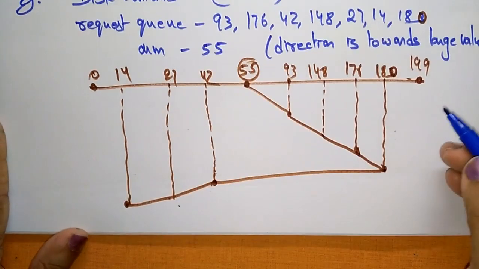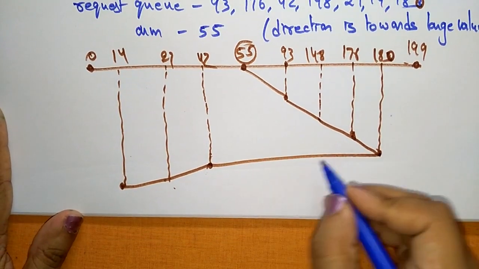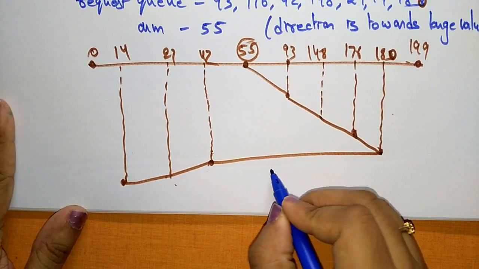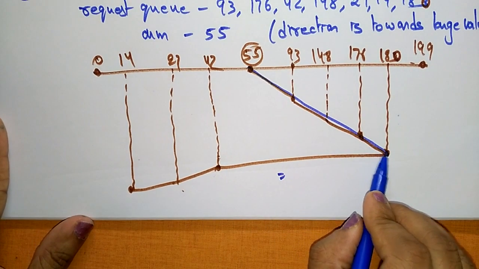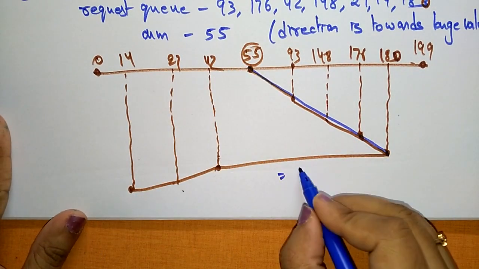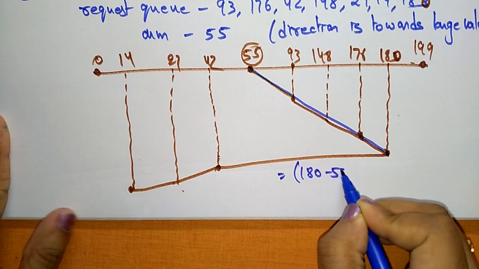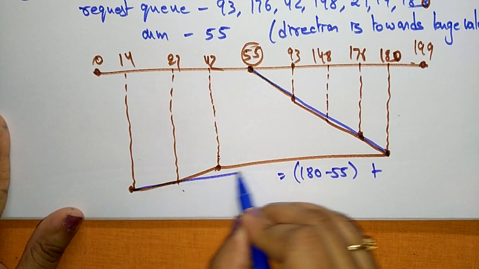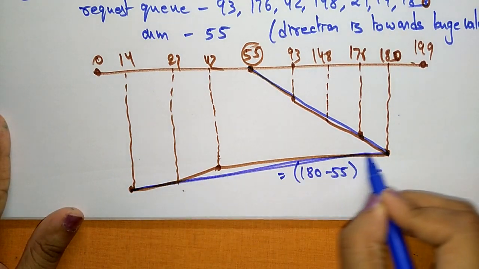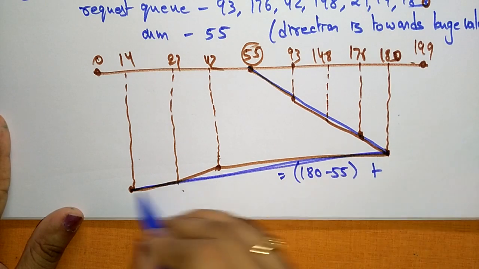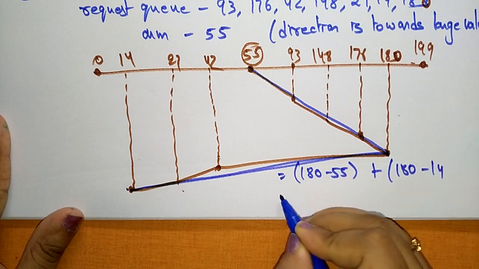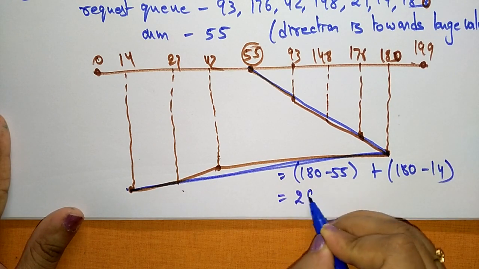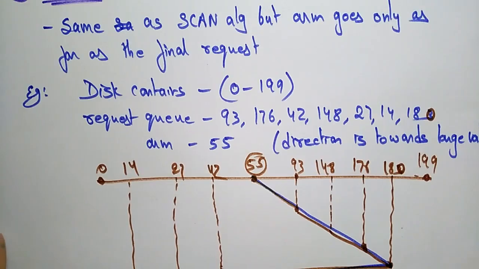Now the total number of track movements of the read write head using LOOK: this is one arm movement, 55 to 180, so 180 minus 55, plus another direction, 180 to 14, 180 minus 14. You will get 291. So this is about the LOOK.